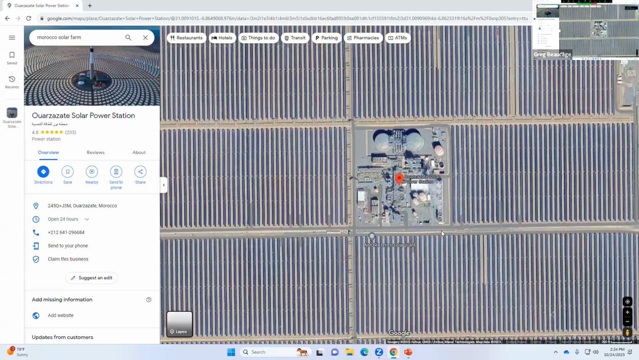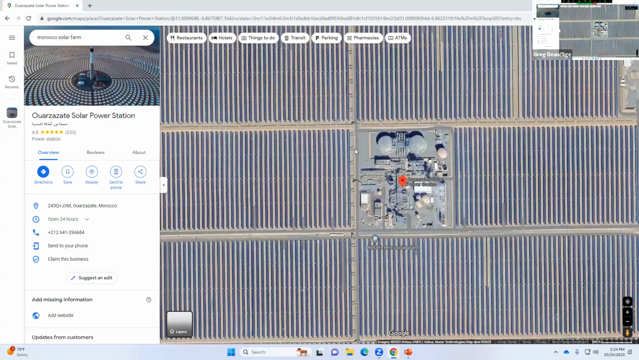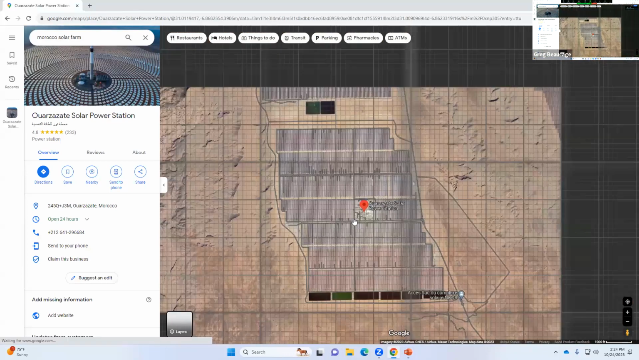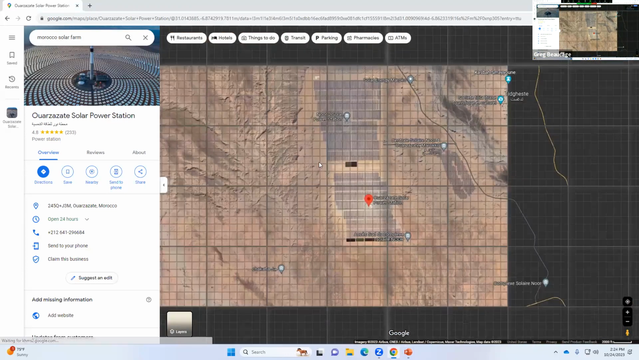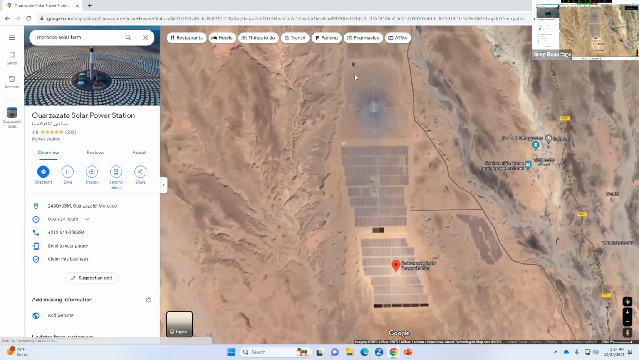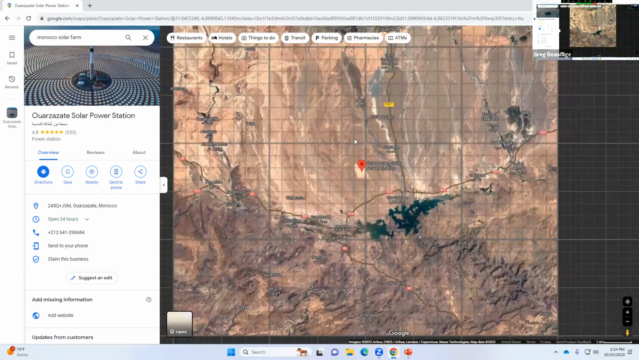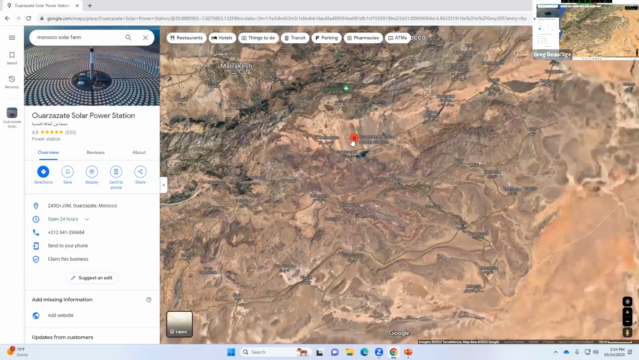Satellite picture. So yeah, these are solar panels. Next to it, they have a solar panel setup. And then they also have a heliostat here somewhere. So it turns out, here's the heliostat, right? This is in Morocco, in Africa, right?